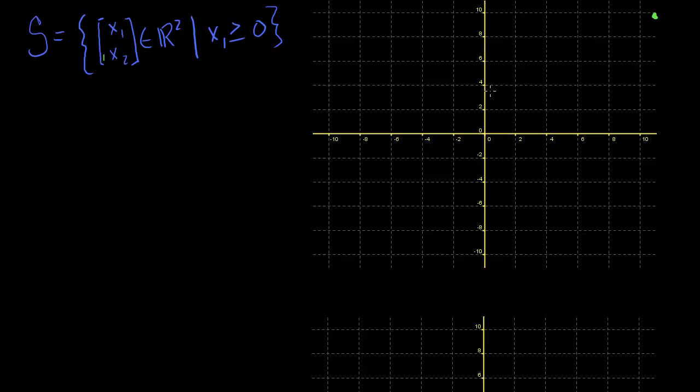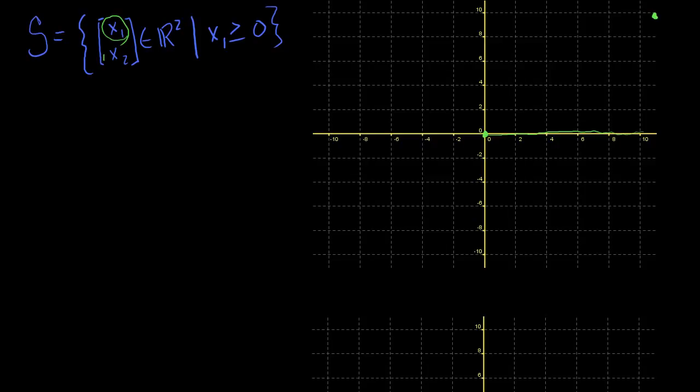So we can go up and down in any direction, but we're constraining ourselves. These are all going to be 0 or greater. So all of these first coordinates are going to be 0 or greater. And this one, we can go up and down arbitrarily.